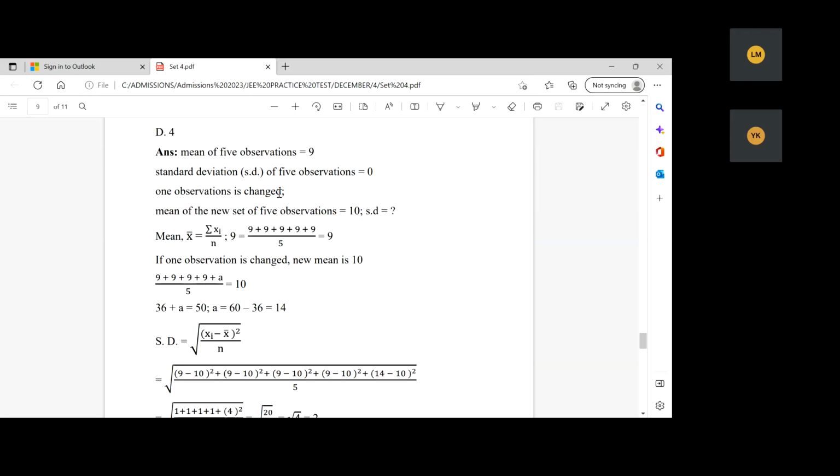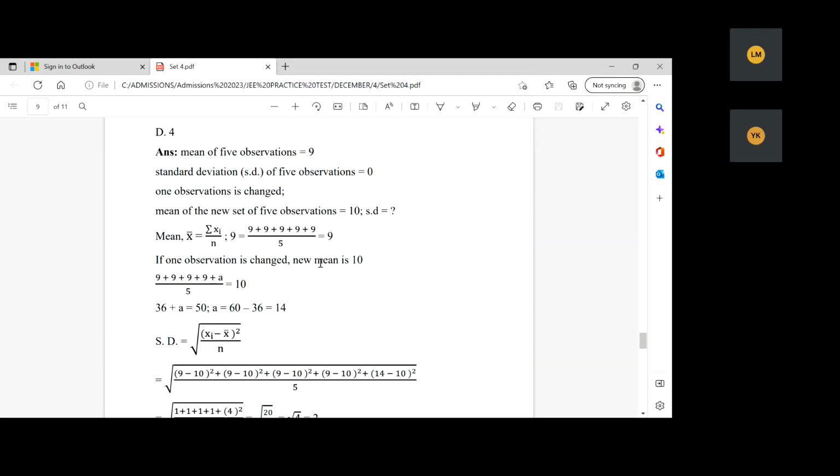Now in the second case, one observation is changed so that the new mean becomes 10. So this is 9, 9, 9, 9 plus a, which I have written as a by 5 equal to 10. So what's the value of a? It is 14. So I got the new combination as 9, 9, 9, 9 and 14.